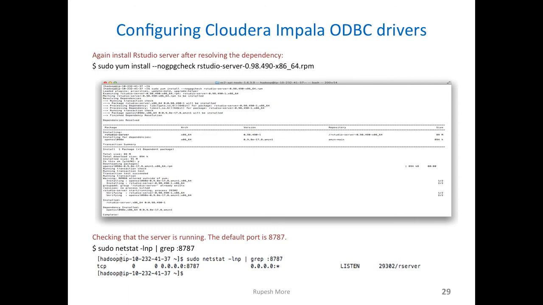Once the dependency is resolved, then we will install. Then we again run the RStudio install command using yum, and this time the installation is successful. Once the installation of RStudio is complete, the default port is 8787. So we can see that on 8787 we have an R server which is already running.